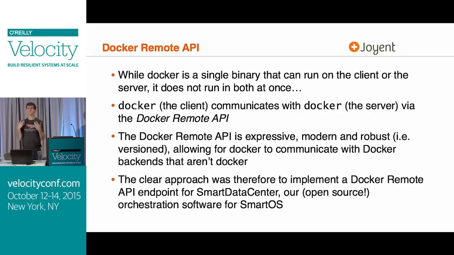APIs aren't born good. They are born terrible, and they get good only out of unspeakable pain. And this API, it's versioned and so on. You can basically hear the screams. So anyway, a very good API. It's expressive, it's modern, it's robust, and so on.